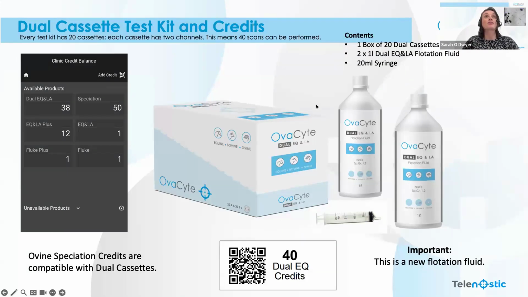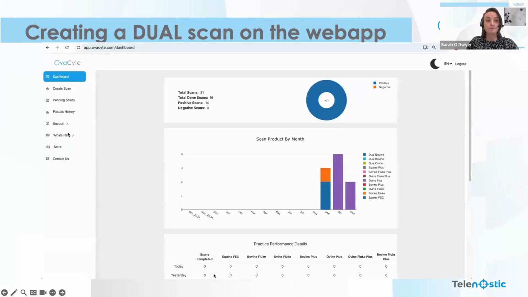So again, you're going to get your Joule, your cassettes, and it's a separate flotation fluid. It has a nice gray marker here on the side, so you can delineate between the two, using it for the plus or your 2mm or your EQ and LA Joule. And again, once you scan, you'll see the credits come up here and you'll be able to use them.